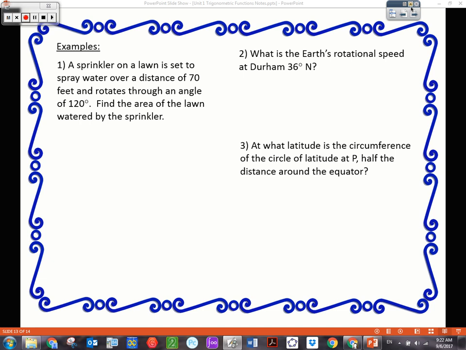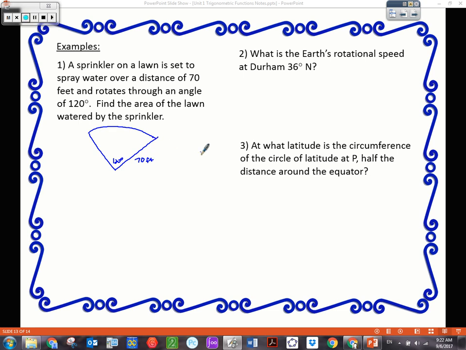Our very first example has to do with area. We have a sprinkler on a lawn set to spray water over a distance of 70 feet, and it rotates through an angle of 120 degrees. So I'm always going to be drawing, it's important. We have 120 degrees and our radius is 70 feet.